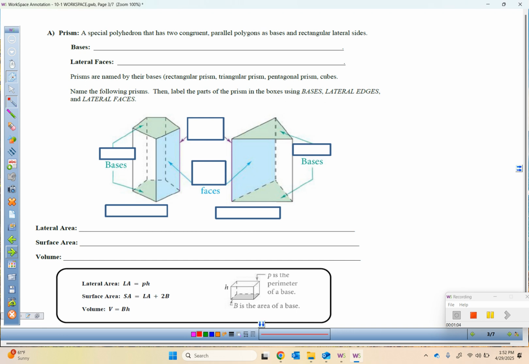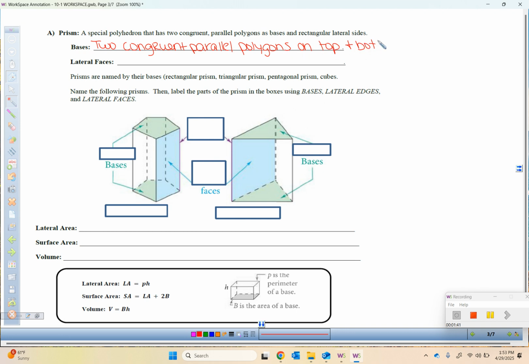So let's get started. A prism is a special polyhedron that has two congruent parallel polygons as bases and rectangular lateral sides. So bases are two congruent parallel polygons on top and the bottom.